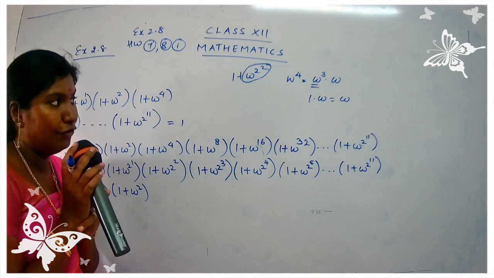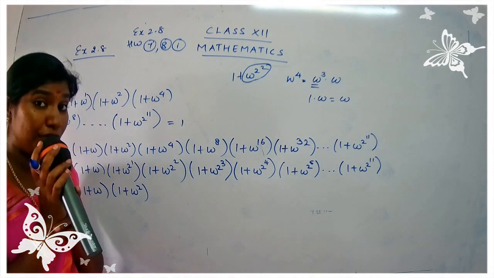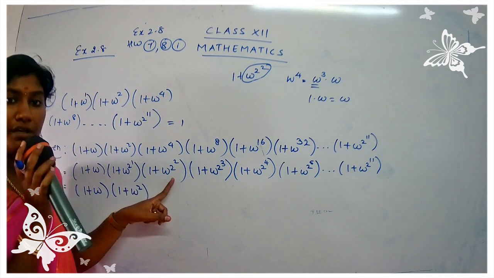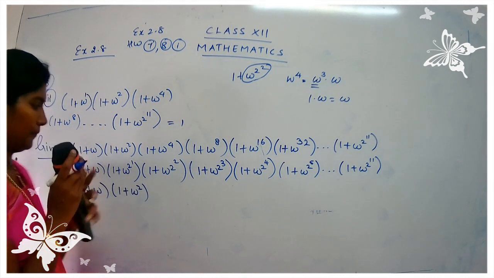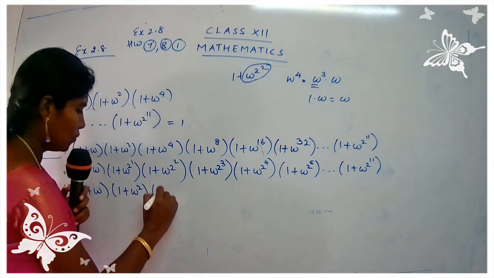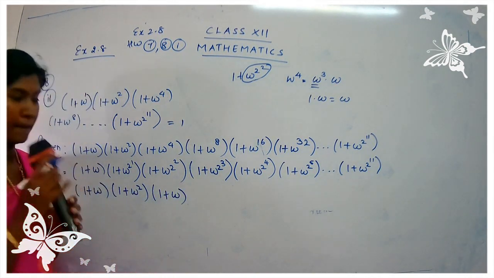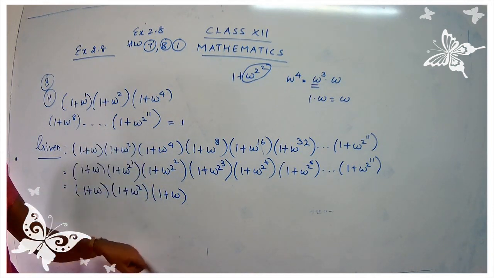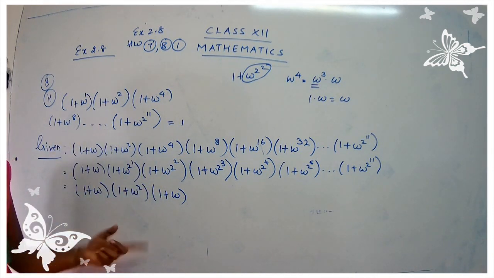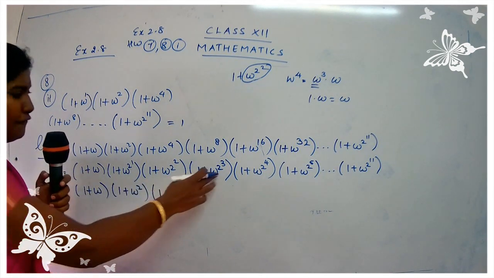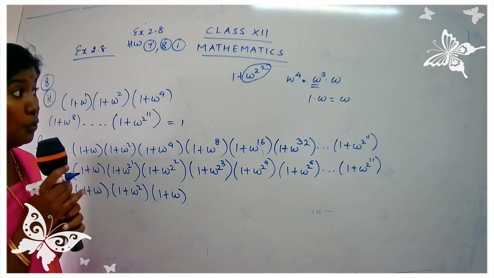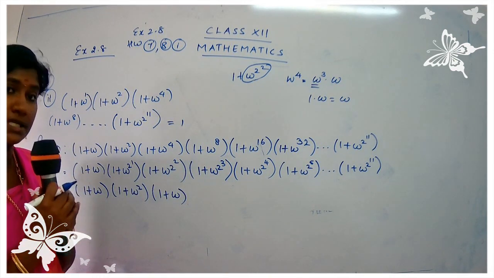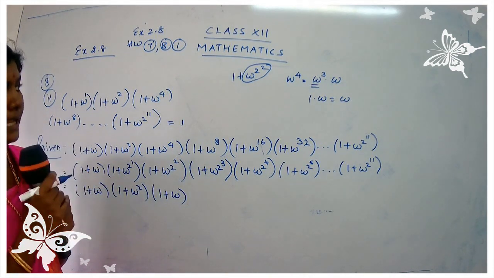So what is the value for omega raised to 4? How are you going to write it down, children? You are going to write it as omega. So you can write down here, it's 1 plus omega. Getting my point? 4 will be written as omega cube into omega. So 1 into omega, omega. Let's come to the next term. 2 cube, that is 8. How are you going to split this 8? How are you going to break this 8?